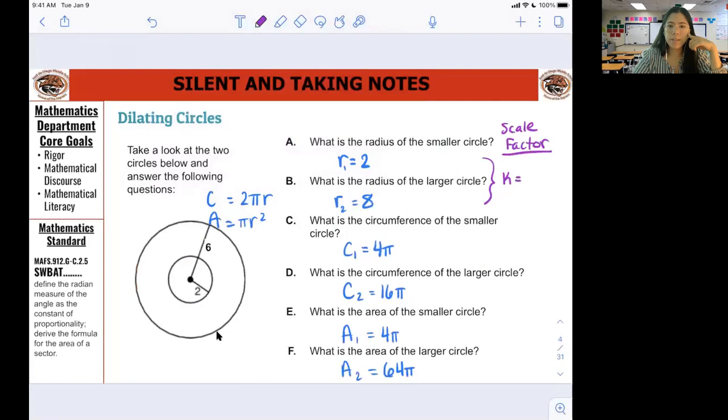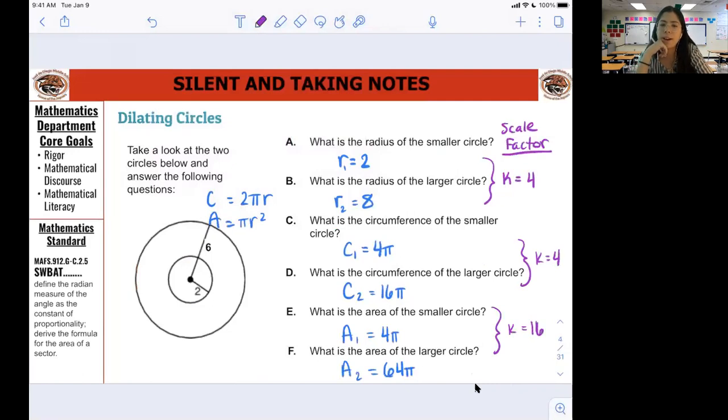What's the scale factor? 4. You said 4? Yeah, 4. Good. It's 4 for the radius, 4 for the circumference, and for the area... I don't know. It's 16 for the area. For the area, it's 16. Good. Because 64 divided by 4 is 16.